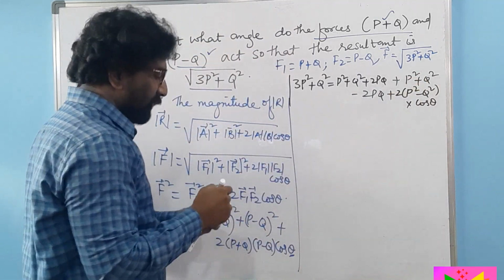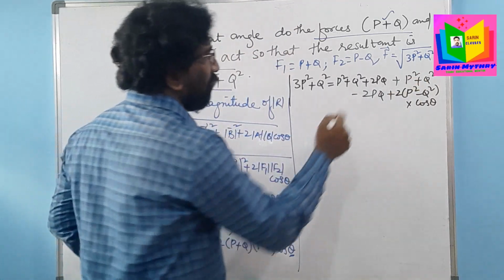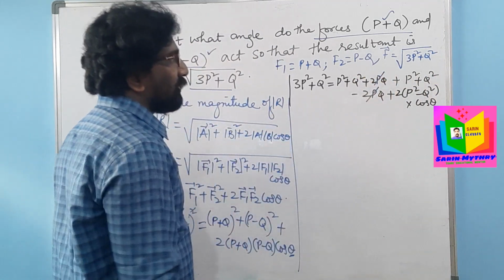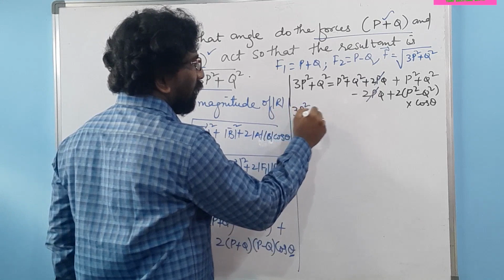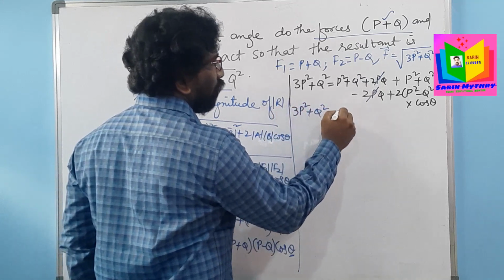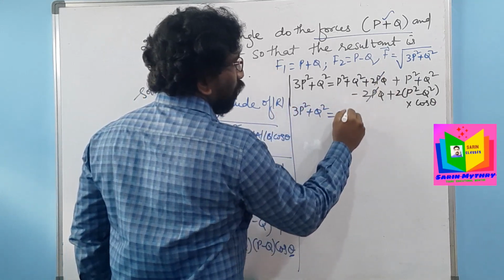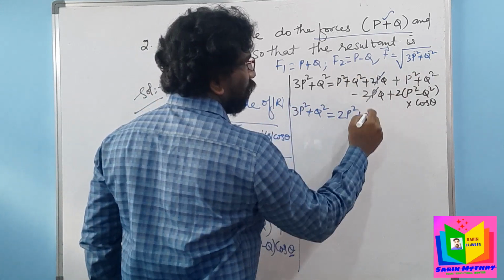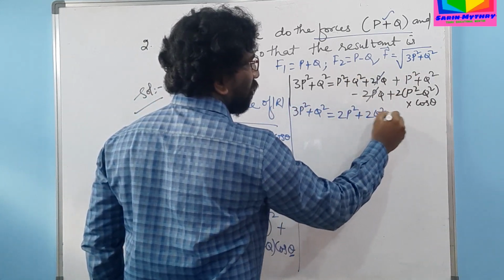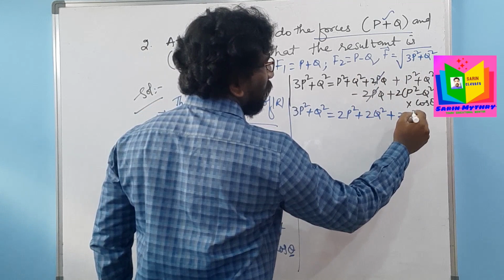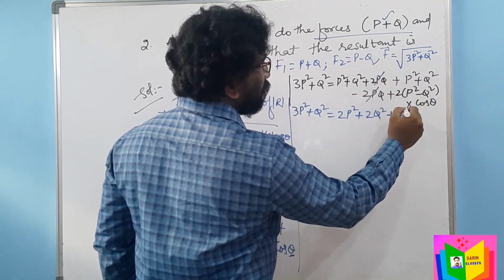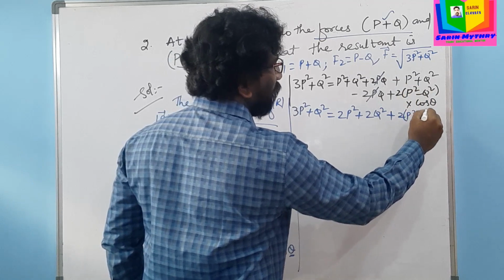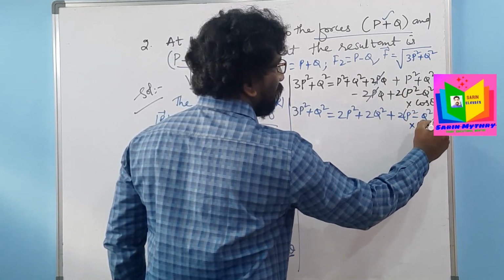Check, is there any cancellation happening? See now, plus 2PQ and minus 2PQ both will get cancelled. So 3P square plus Q square is equal to 2P square plus 2Q square, plus 2 times P square minus Q square into cos theta.